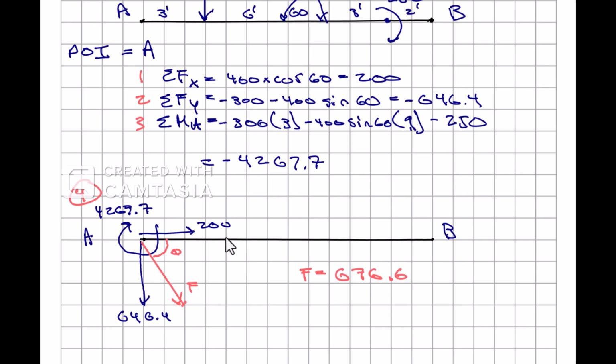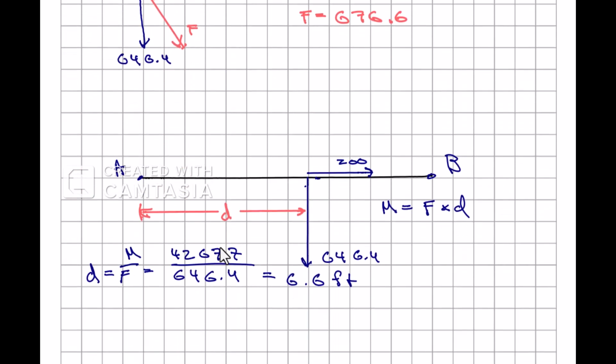Now, you'll notice that of the two here, the X and Y, only one of them creates a moment about A if we slide it, because the 200 has its line of action passing through A. So go ahead and pause the video, and using the formula, moment is equal to force times distance, determine how far down it needs to be to create this moment. All right, so here we go.